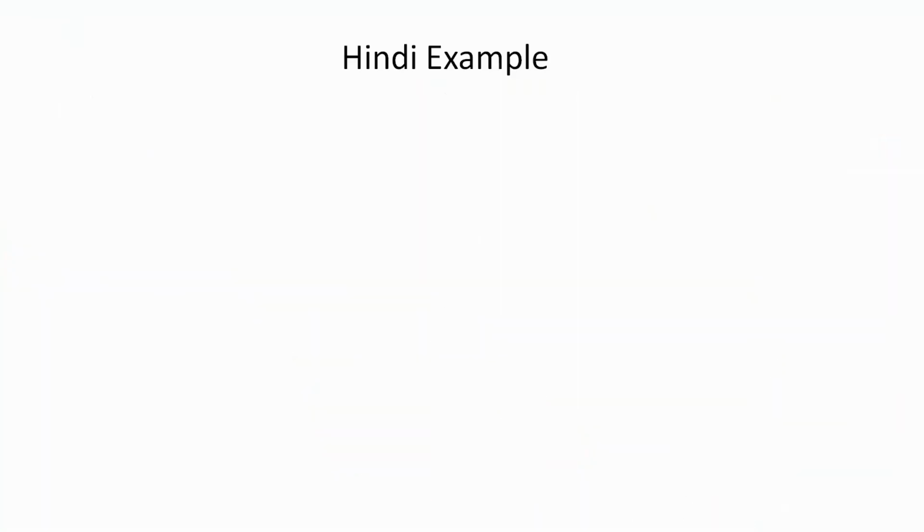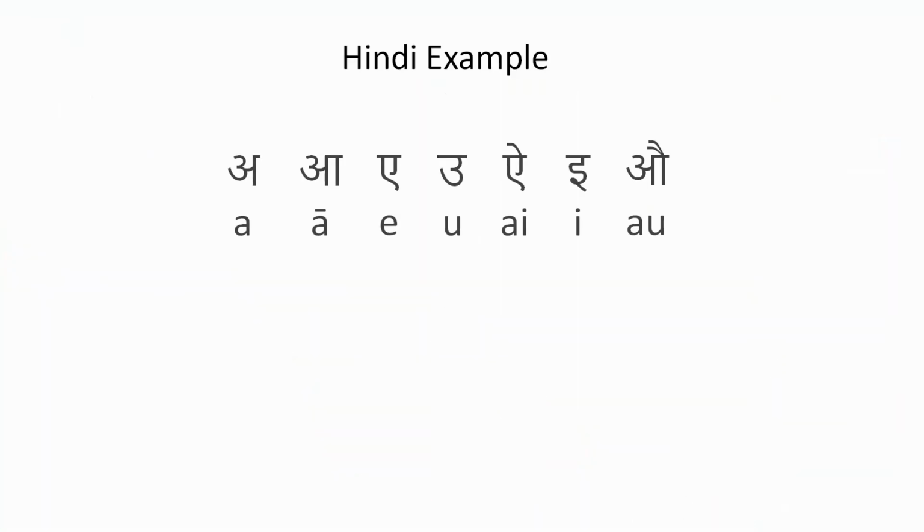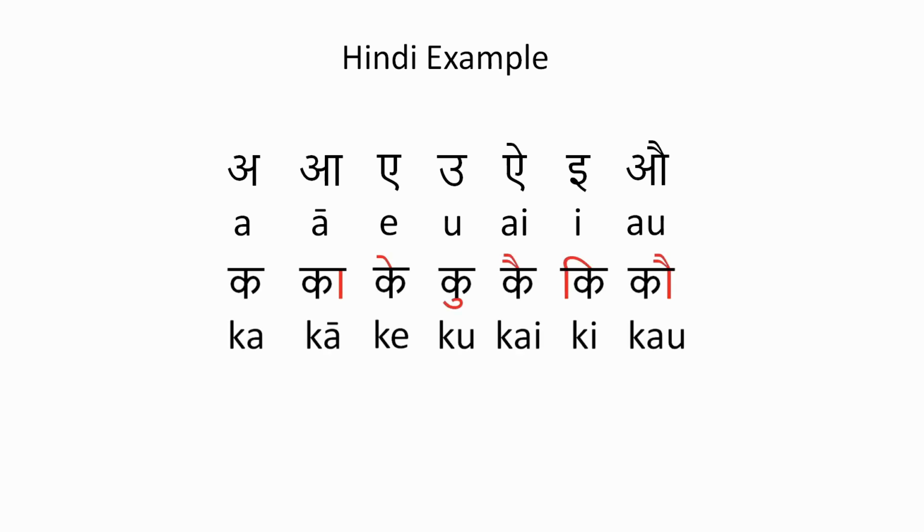I can't give examples of all of these, so I'll just give examples for 2. Here is a Hindi example. Here are some vowels written separately, and here they are written with a consonant. As you can see, they attach themselves to the top, the side, or the bottom of consonants.